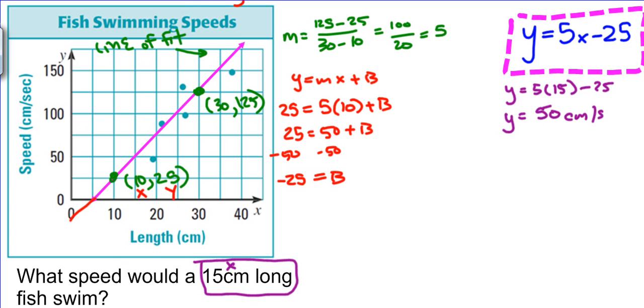That's their predicted speed. And you can see that from the graph. 15 centimeters would be here. There's where it crosses my line of fit, and there's my speed. So we use the equation, but we can sometimes use the graph. The line of fit helps us make predictions.